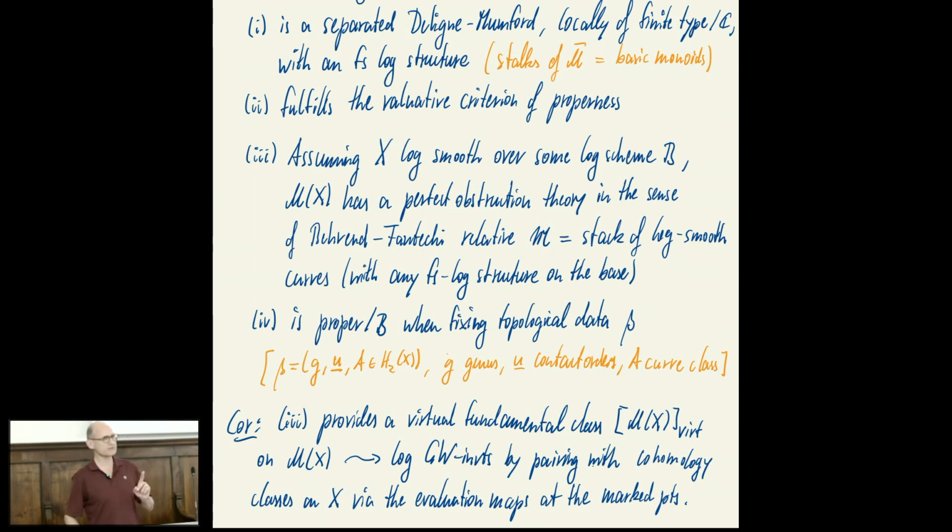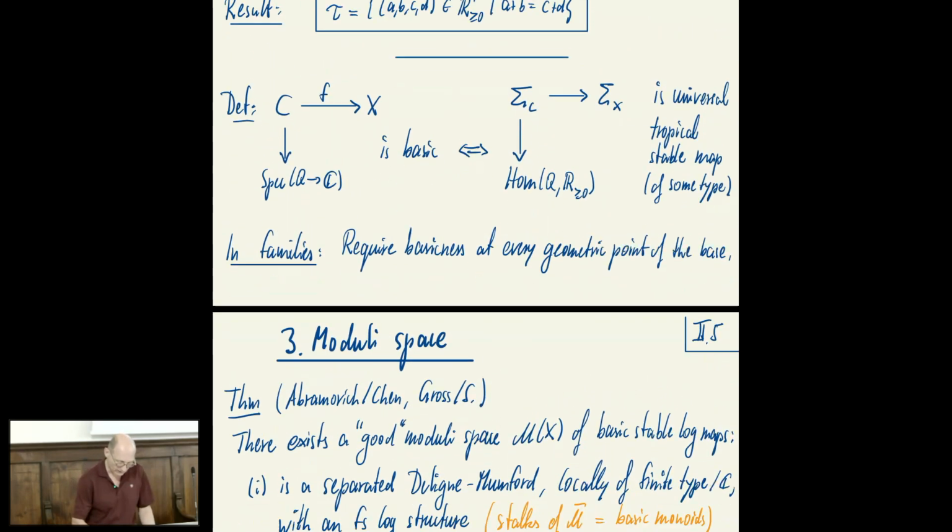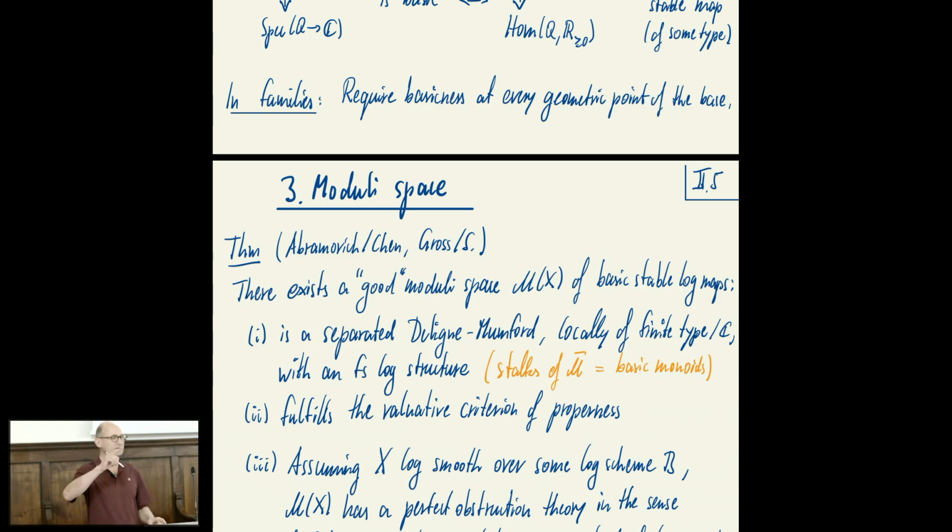We have stability. So I said basic stable log maps, right? So stable means the underlying map is stable as a map. So I have a map from a nodal curve to X, and it's just a stable map. So there's a forgetful map from this moduli space to the ordinary stable map moduli space. And I'll say in a few minutes that it's actually finite to 1. It's a finite map in algebraic geometry. We didn't know this for some time, but that's true.